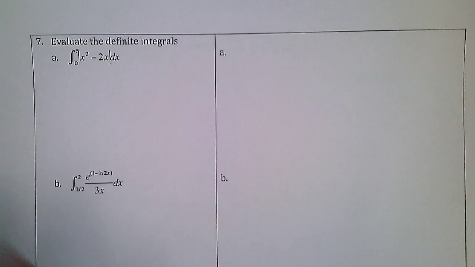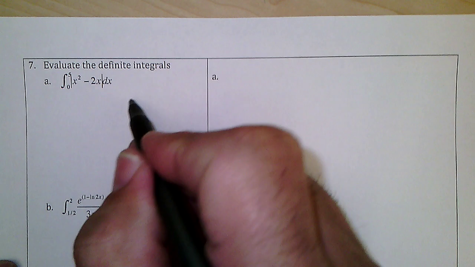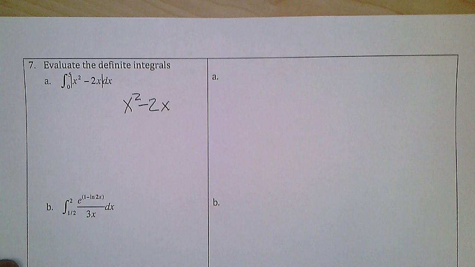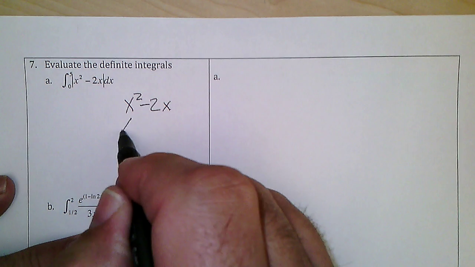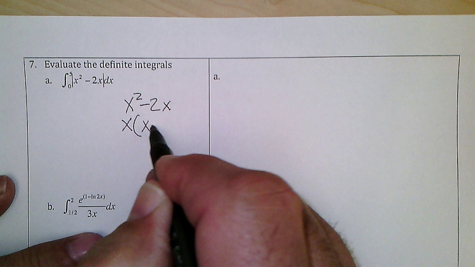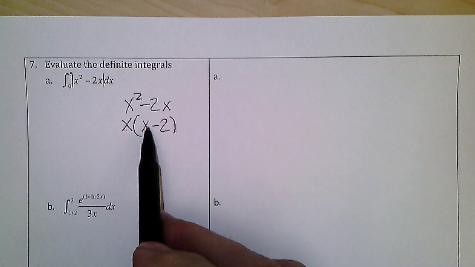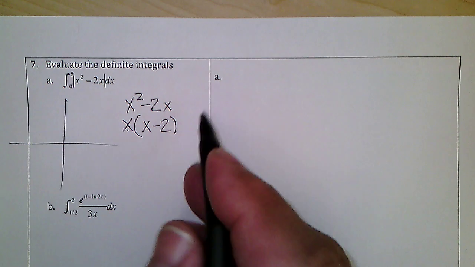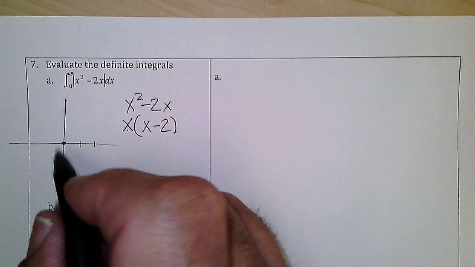Final page. So, absolute value, x squared minus 2x is a right side up parabola. And by factoring out an x, we can see this is x times x minus 2. So it crosses at 0 and plus 2. So we have a parabola that goes through 0 and 2.